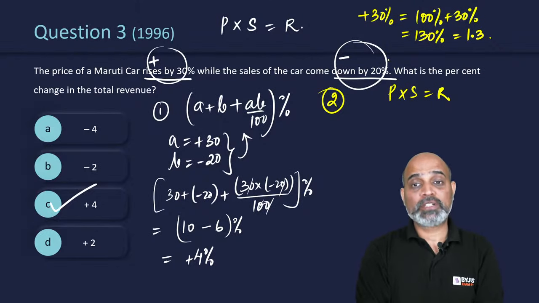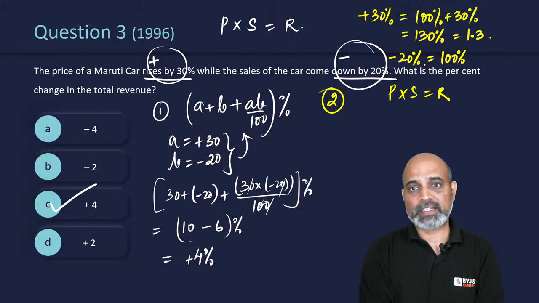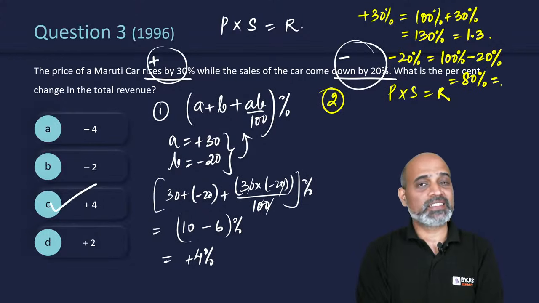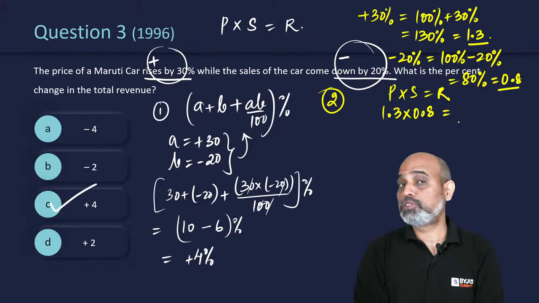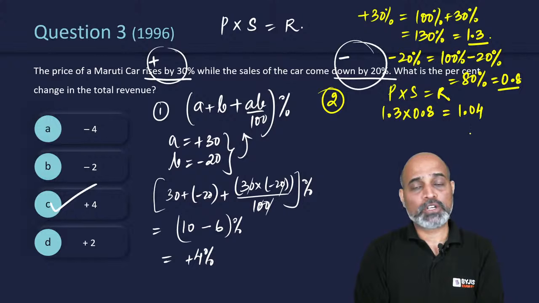Similarly, 20% minus, so minus 20% will become 100%, and put this minus 20% here. This will result in 80%, and 80% is nothing but 80 by 100, which is 0.8. इनको बोलते हैं multiplying factors. So price की जगह पे write 1.3. Sales की जगह you write 0.8. 1.3 into 0.8 will give you 13 into 8, which is 104. So it will result in 1.04.